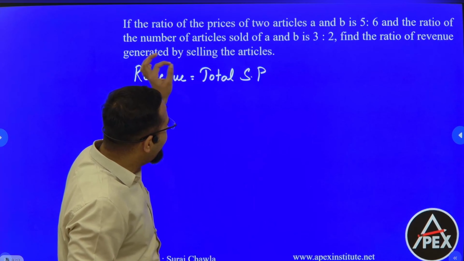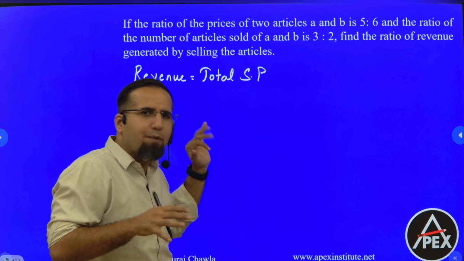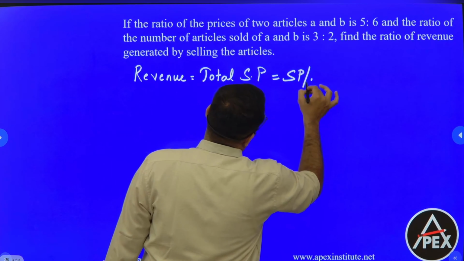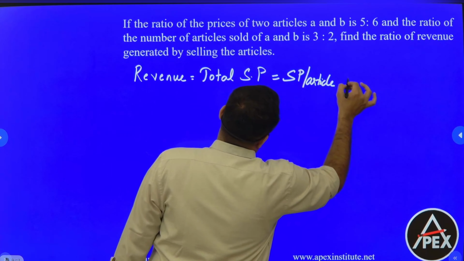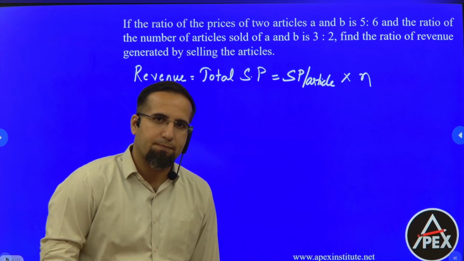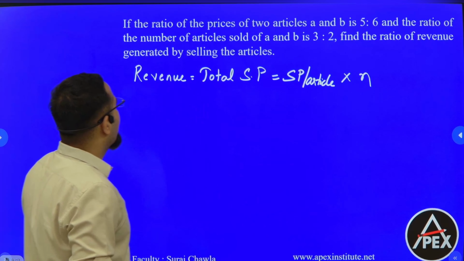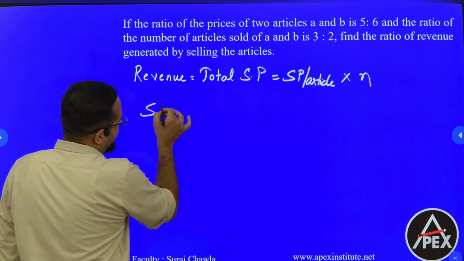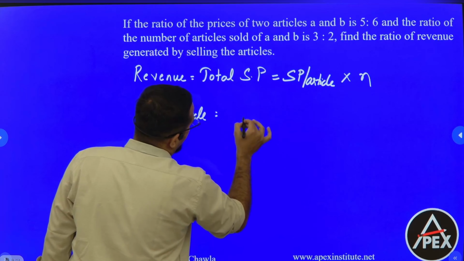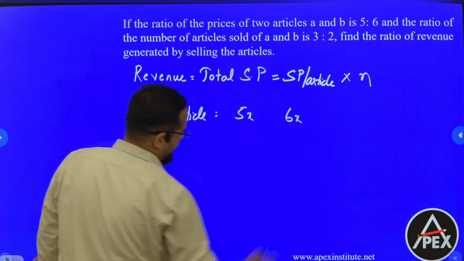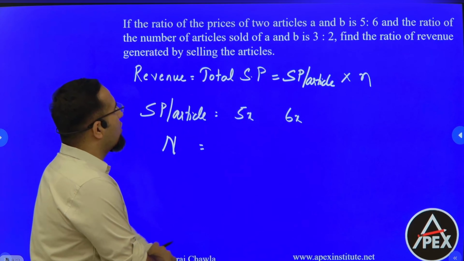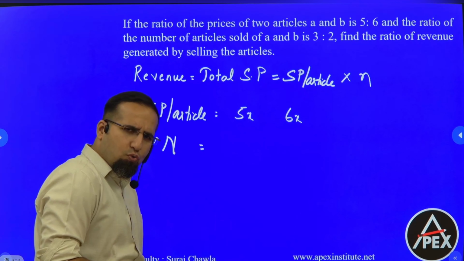Now, I'm given selling price of each article and I'm also given number of articles. So therefore, my total selling price is selling price per article into my number of articles always gives you total selling price. ठीक है? तो let's see. I am given selling price per article का ratio दिया हुआ है. Selling price per article. If the ratio is 5:6, let me assume this as 5x and 6x. Clear? And the next part is I am talking about number of articles. So number of articles sold is 3:2.